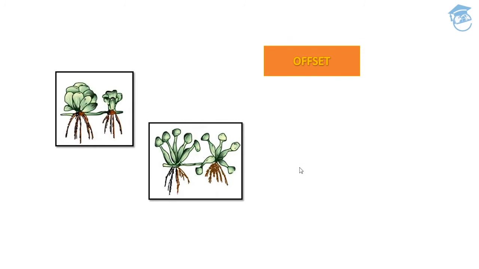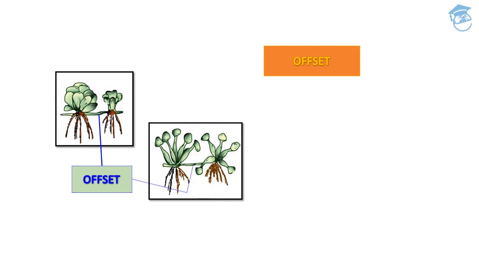Now comes offset. See, this is offset. This is one crown and this is another crown. Okay, let's see what it is. It is the runner of aquatic plants. I have just taught you about the runner, which is a modification of a stem. So it is a runner of aquatic plants. See, this is offset.